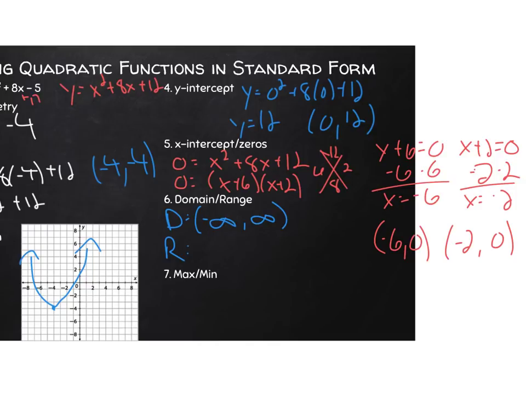we go from -4, and we need to include it. That's why I have the bracket instead of parentheses. And then we go all the way to +infinity on this one as well. And since our parabola opens up, we have a minimum at y equals -4, which comes from the y-coordinate of our vertex.